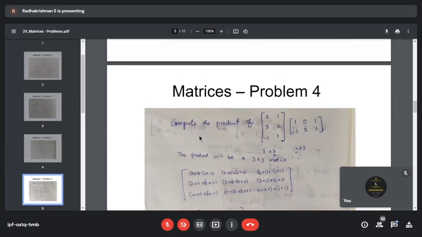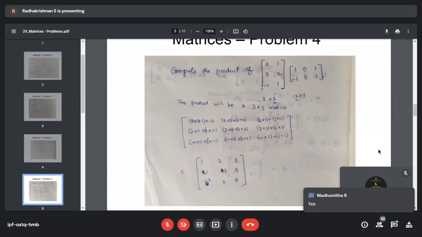Okay. So I'm just showing the solution. Madhumita has done it, very good. So, like I said, that solution, are you all able to see? Yes, sir. Like I said, 2 into 1 plus 1 into minus 1 and so on. I have shown it. And the result is 1, 2, 3, 1, 4, 5 minus 2, 2, 0. Correct? Is that what you all got?